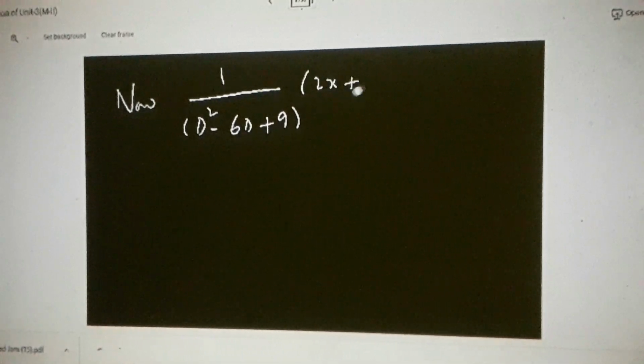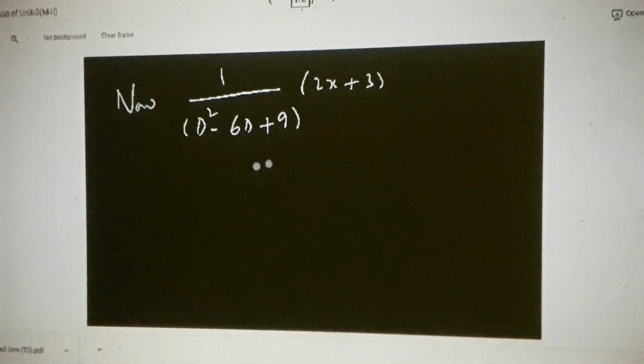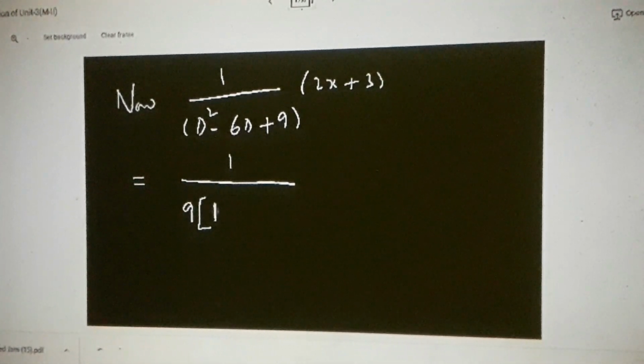Now 1 by d square minus 6d plus 9 of 2x plus 3. This is this term. Okay, now I am calculating for this term. So what I do now, whenever a polynomial comes here, then expand this in the form of a series containing powers of d. That can be done only if we take the least power. Here d square term, d term, and here it is a constant. So the least power term you take common, then 1 comes. This one is very important for us.